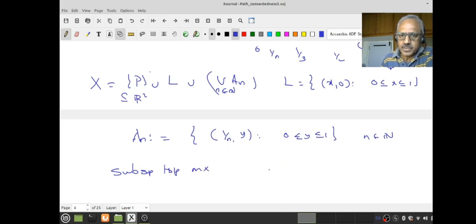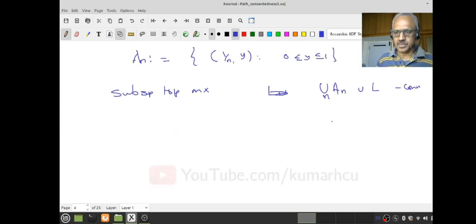And first notice that L union A_n, union over n, this is connected. Why is this connected? This is one of the earlier results. Do you remember? If the A_i are connected, and B is a connected set such that A_i intersection B is non-empty for all i, then union A_i union B is connected.